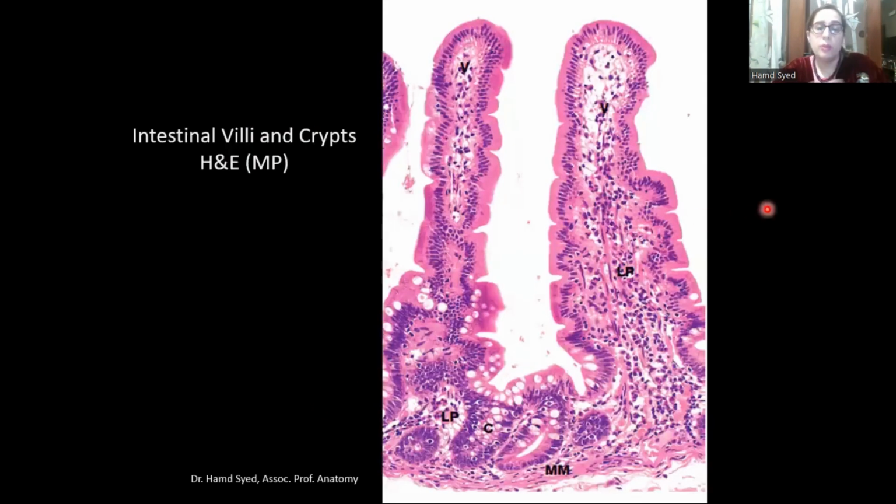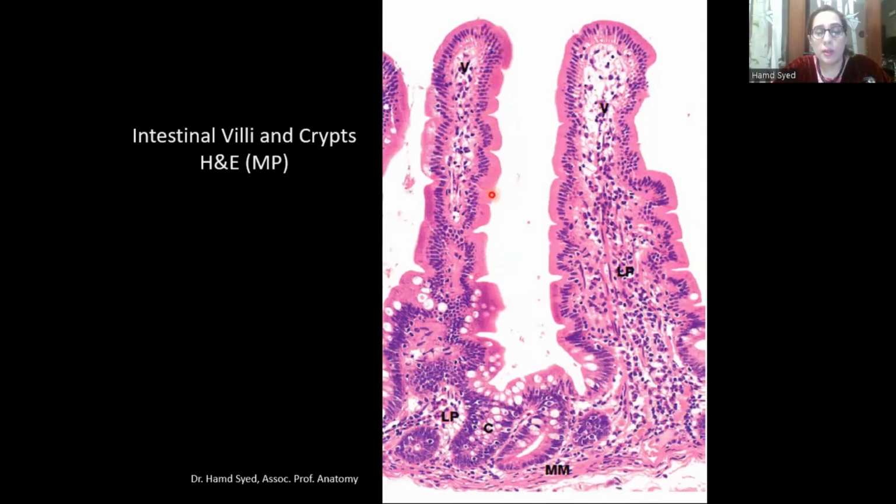Over here is now the histomicrograph, where we are focusing on the villi. And you can see this here is one villus, and next to it you can see the other villus. These are the finger-like projections of the mucosa into the lumen of the small intestine. Let's look at this villus and its lining epithelium.